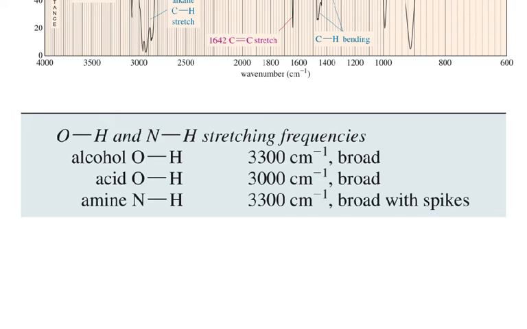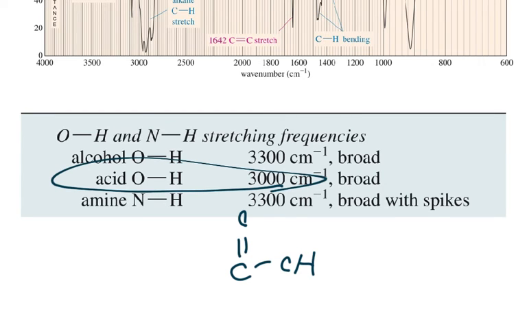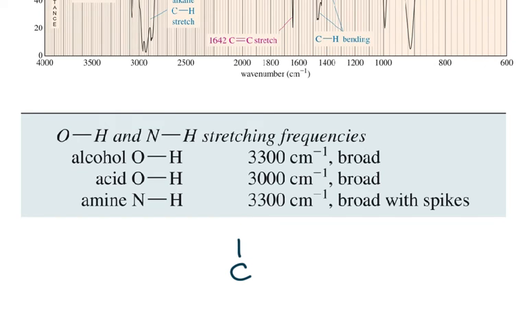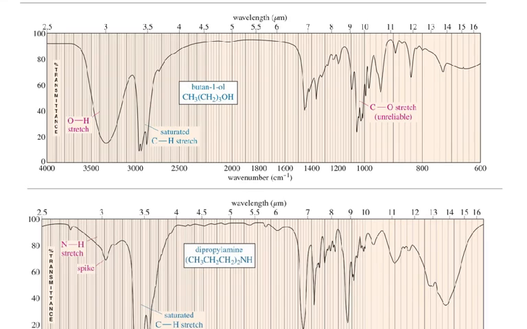Carboxylic acid OH is going to be shifted a little bit back, to around 3000 wave numbers. For a carboxylic acid, you also see the carbonyl group. We're going to learn right after this how to recognize a carbonyl, and then you'll know whether it's an alcohol or an acid. And then there are also amines. Amines are going to be spiky, and that's how you know it's an amine and not a hydroxyl group, even though it's the same area.